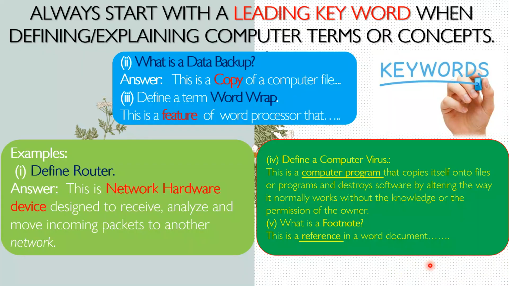Then, always start with a leading keyword when defining, explaining computer terms or concepts. For example, you are looking at 1. Define a router. And you are saying this is a network hardware device designed to receive, analyze, and move incoming packets to other networks. So when you say this is a network hardware device, the person marking you is not going to be bothered much in reading the rest of the words.